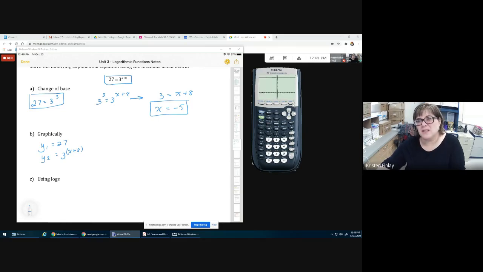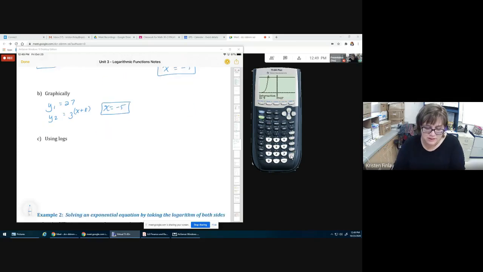So there's my y equals 27, and there's my exponential. Second function, trace. No, second function, trace. I want my intersect. I think I missed a button there. First curve, yes. Second curve, yes. Guess? Yes. And I get x equals -5. Using the other method, I get the same answer.